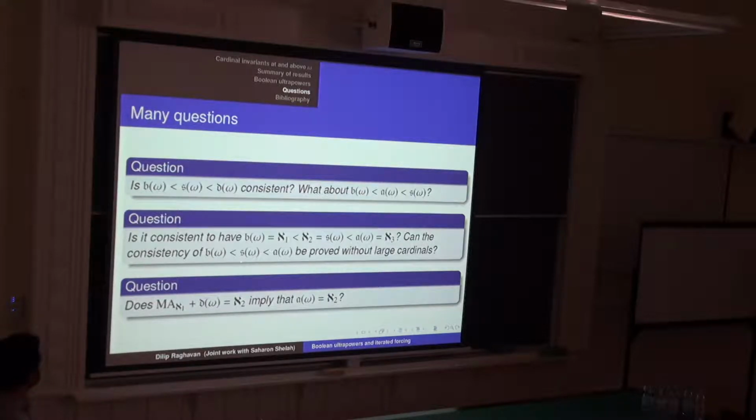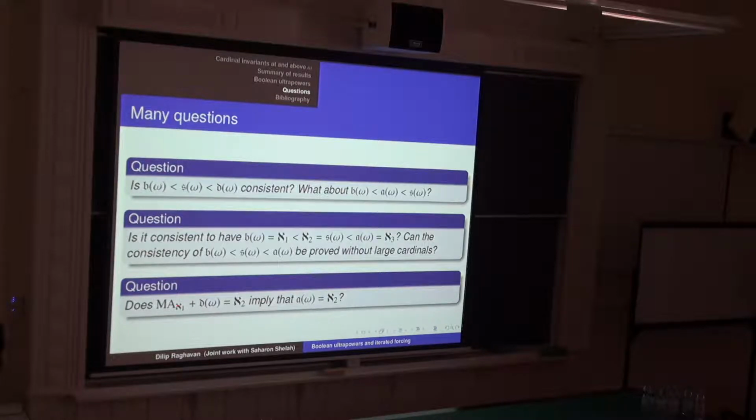Okay, so this is related to what I said about all the cardinal invariants in our models being really large. They're all above a supercompact cardinal, right? So we have a model where B is less than S is less than A, but can you make them Aleph 1, Aleph 2, and Aleph 3 instead of some former successor of some former supercompact cardinal? And of course, can the consistency of B less than S less than A be proved without large cardinals?